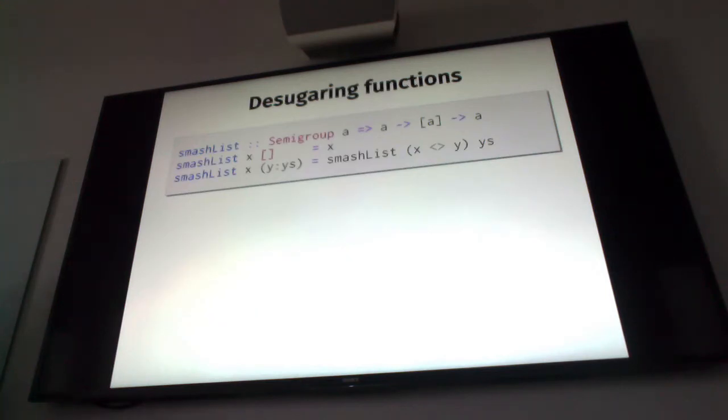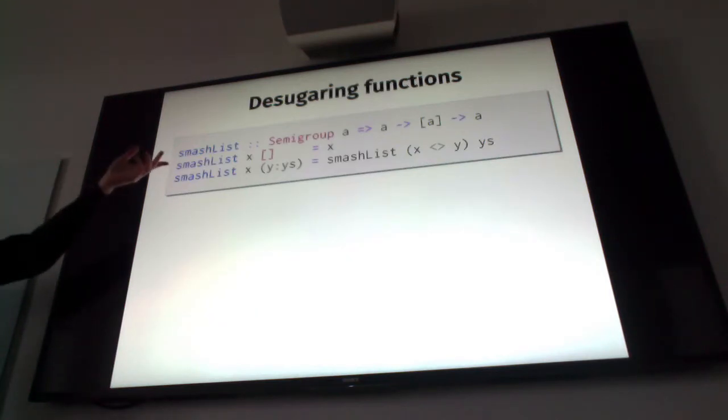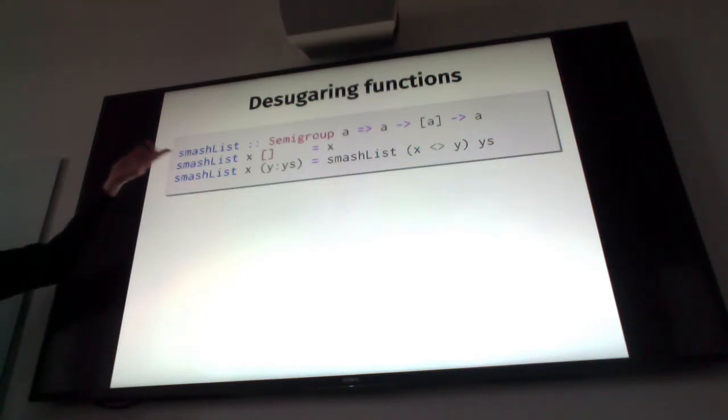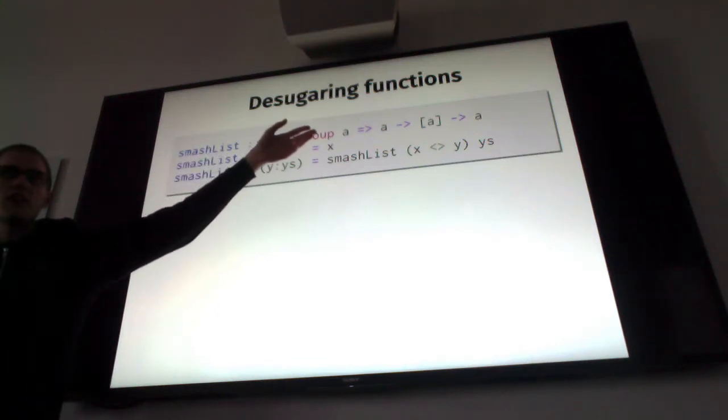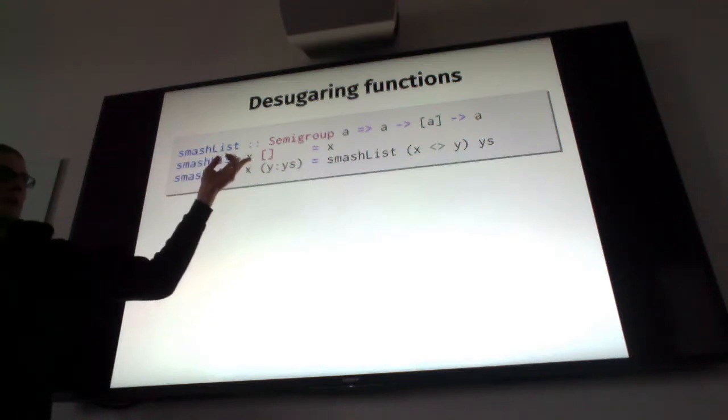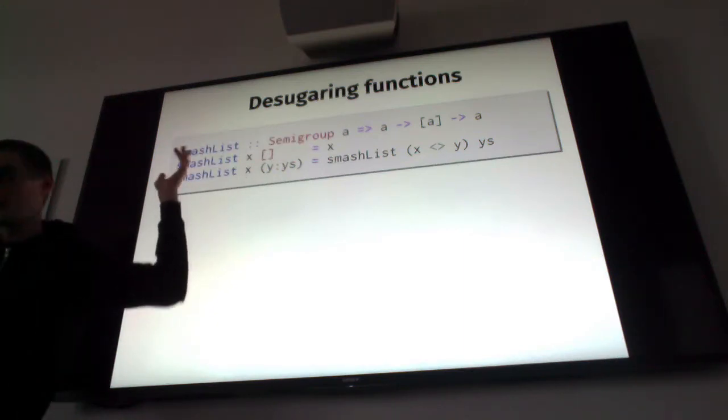So as one more example, if you have a function which takes as a prerequisite that some type has to have a semigroup instance, in the surface syntax, this semigroup A thing here is not a visible argument. So when I write this out, this looks like it only takes 2 arguments because the semigroup A thing here is implicit.